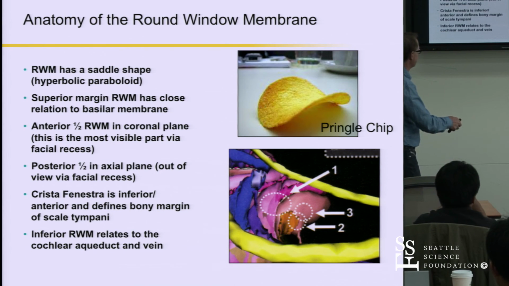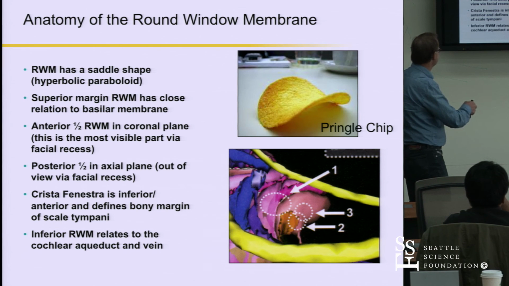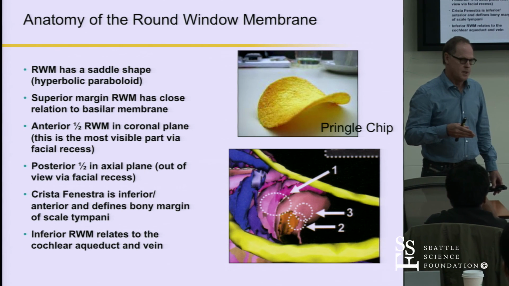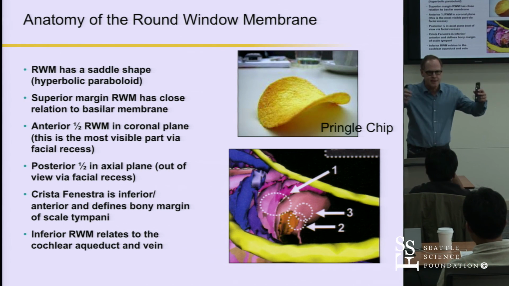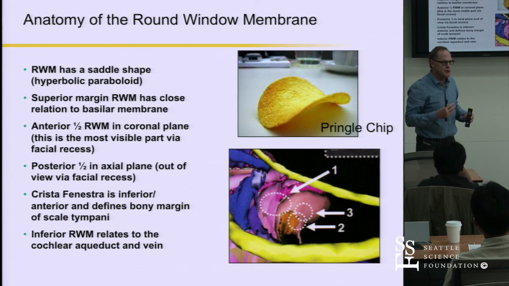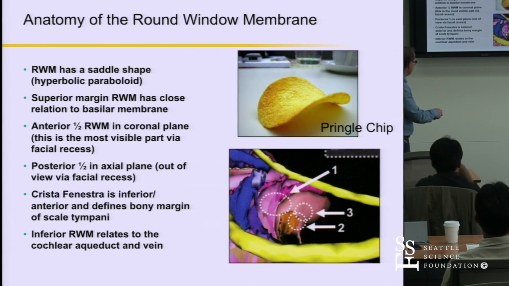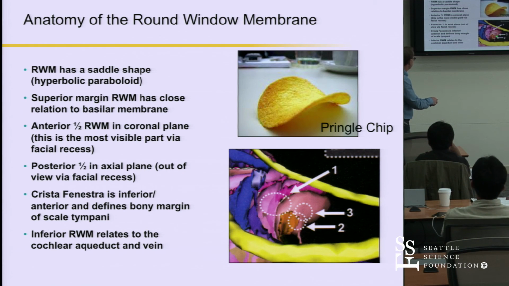So here's the Pringle, and this is the superior margin. Superior margin has a very close relationship to the edge of the basilar membrane. So we will often ask you to remove the bony overhangs so that you can see the entire Pringle, but we don't want you to injure the basilar membrane. So you have to remove the bony overhang, but do not drill up into where the attachment of the basilar membrane is.